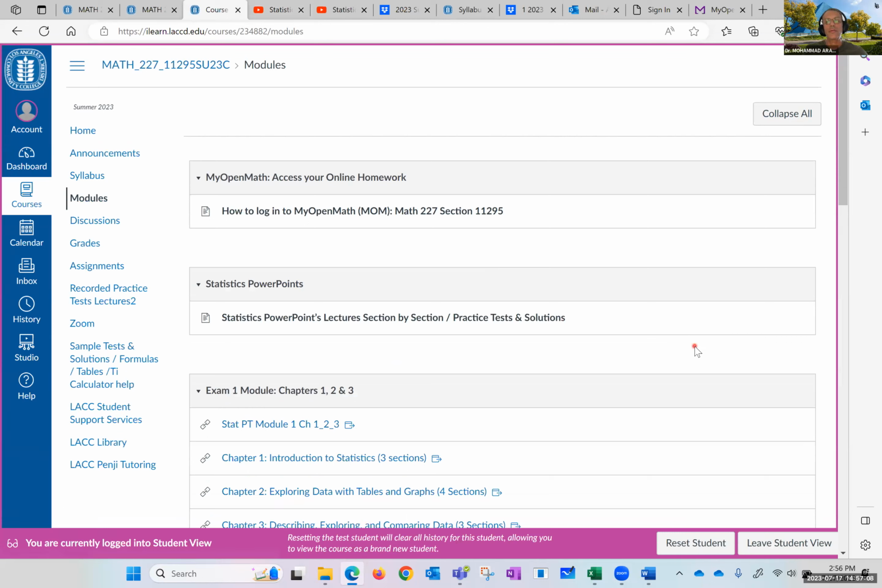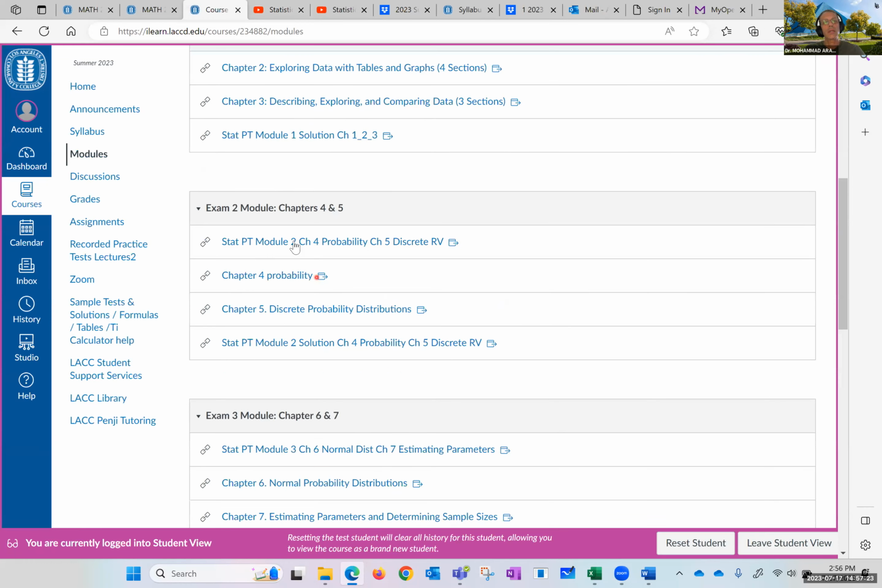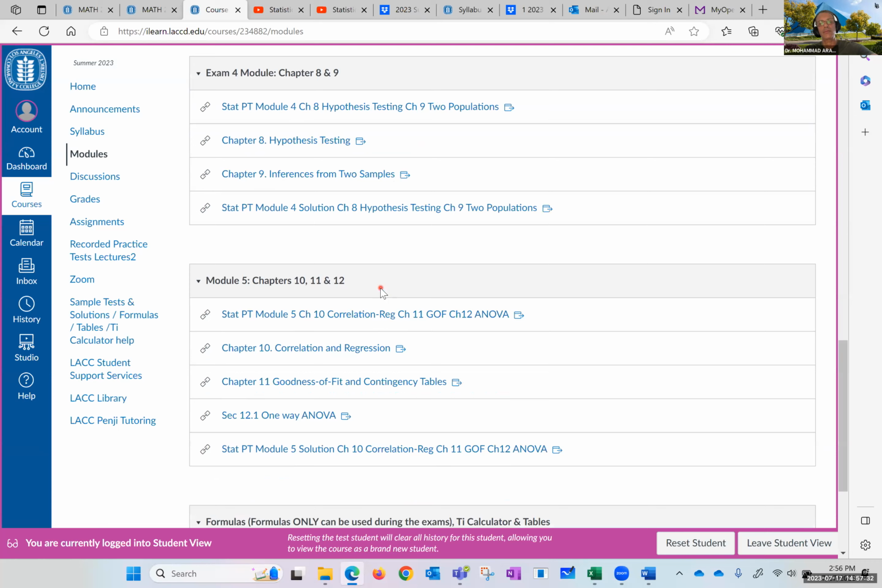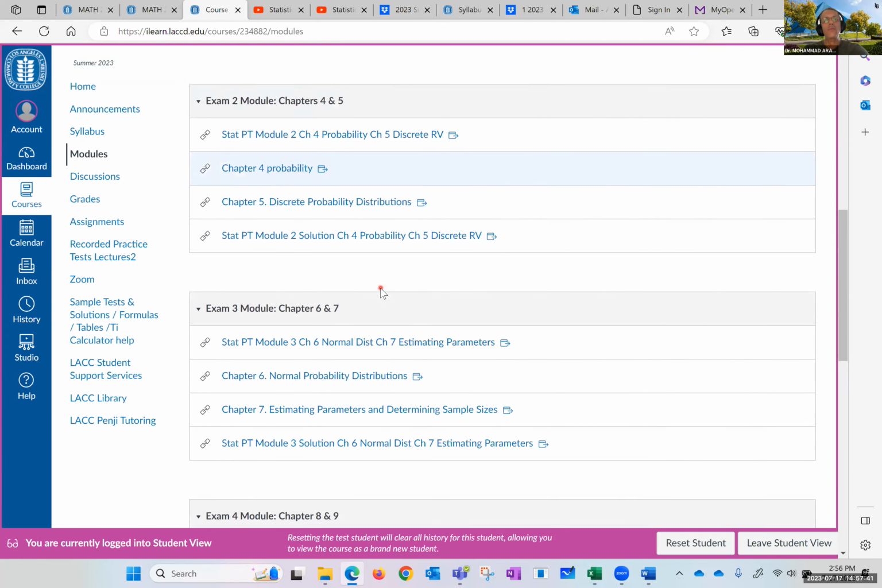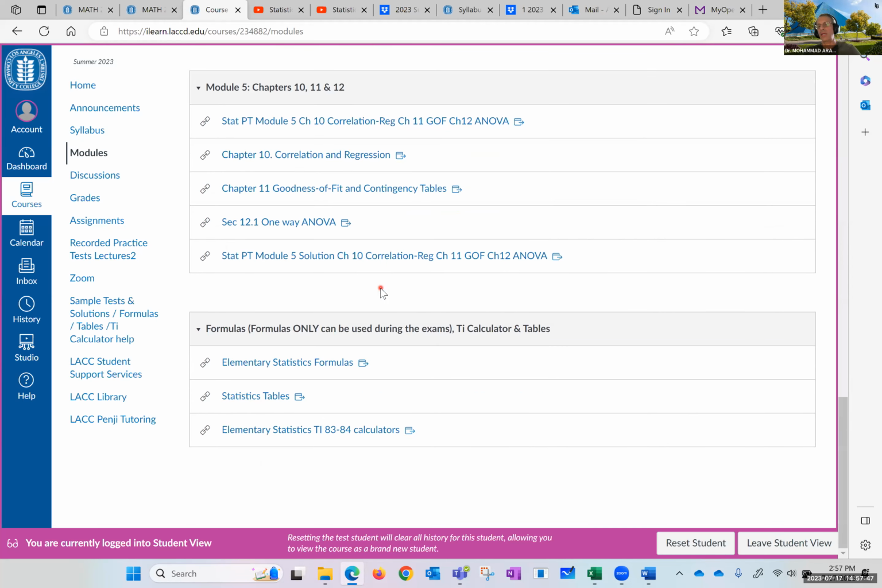Going back to the modules. So the first one, my open math. The second one, the PowerPoint recordings. Okay. So now we have exam 1 module, exam 2 module covering specific chapters, in this case 4 and 5, exam 3, exam 4, exam 5, and at the end we have more information, formulas, and calculators. I will go over one of these modules, module 1, 2, 3, 4, 5, because they're similar. As long as we go through one of them, that's good enough.